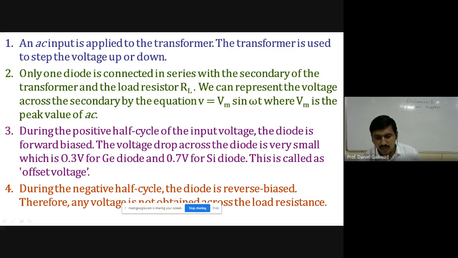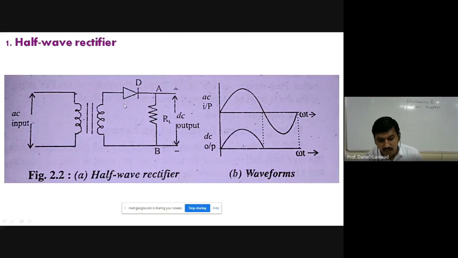Number third, during the positive half cycle. This part of the description is very important. During the positive half cycle of the input voltage, the diode is in forward bias. Check carefully: when the positive half cycle reaches the diode, the positive voltage goes 0.1, 0.2, 0.3 up to 1, 2, 3, 4, like this, it goes on increasing. After 0.7 volt, the diode starts conducting, that is in case of forward bias. Then the current will flow through the load resistance. That is the important part.